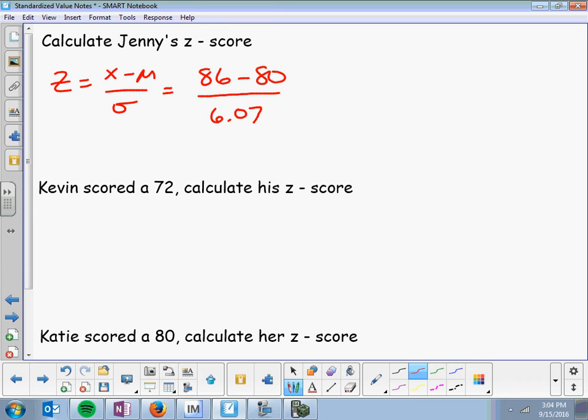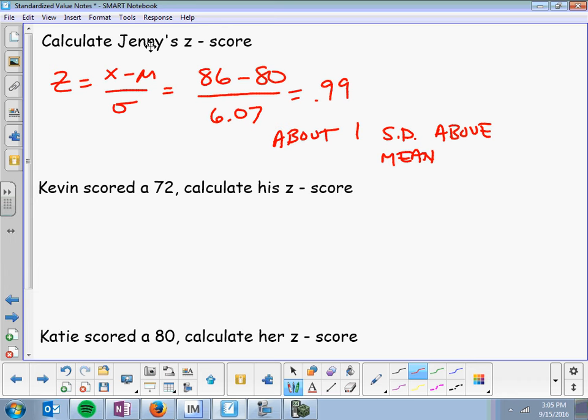So when we type that in our calculator, we're going to get 0.99, which is pretty close to 1, and it's positive. So she's about 1 standard deviation above the mean. So her z-score is positive 1. She's 1 standard deviation above the mean.